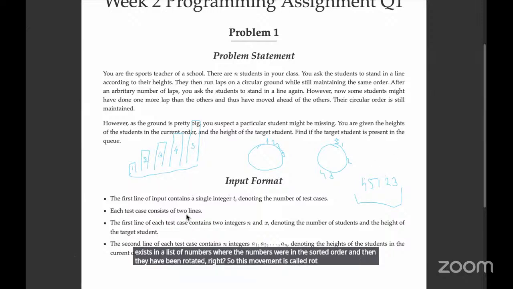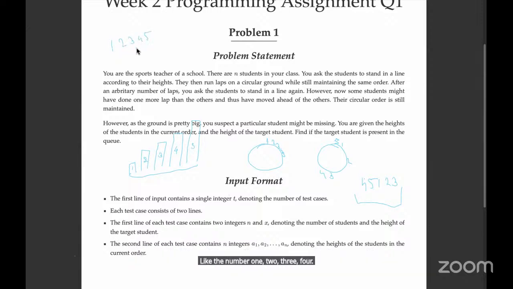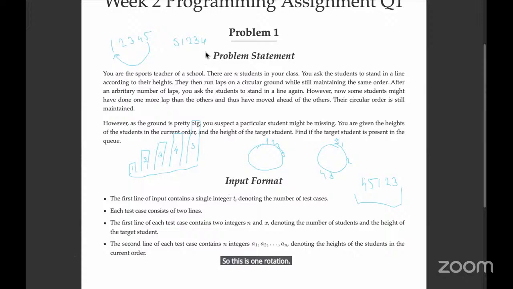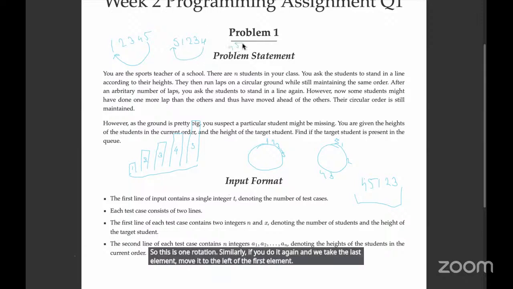So if you have the numbers 1, 2, 3, 4, 5, or any sorted array, they don't need to be contiguous. Any sorted array, and then if you take the last element and put it to the left of the first element, this is one rotation. Similarly, if we do it again and take the last element and move it to the left of the first element, we get two rotations.